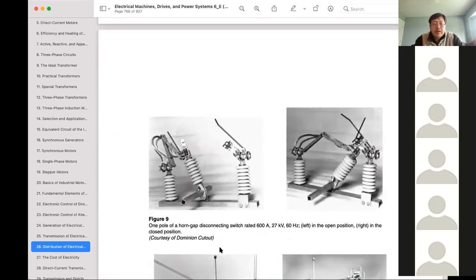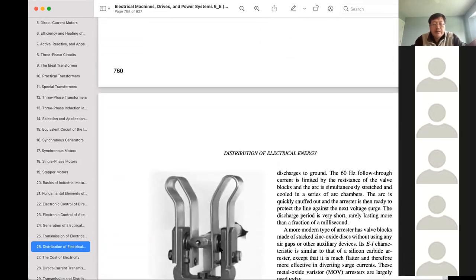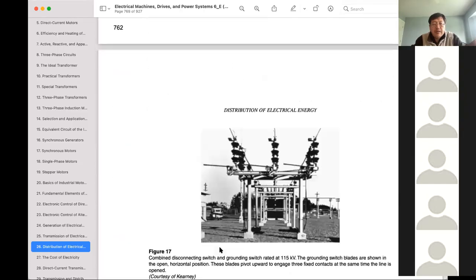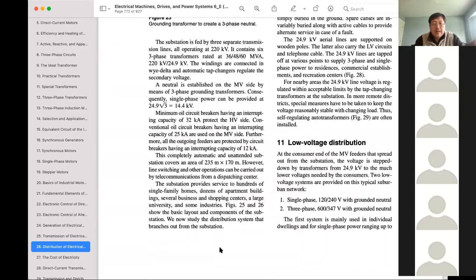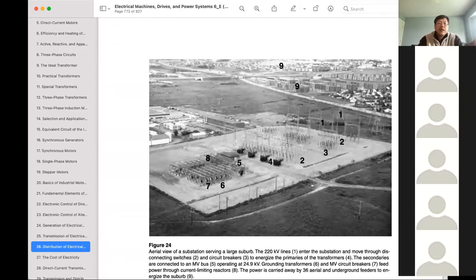So chapter 26, we talk about the last 10 miles. The last 10 miles start with something like this. This is a very good picture, figure 24. Figure 24 shows an aerial view of a substation. That is your high voltage power line.